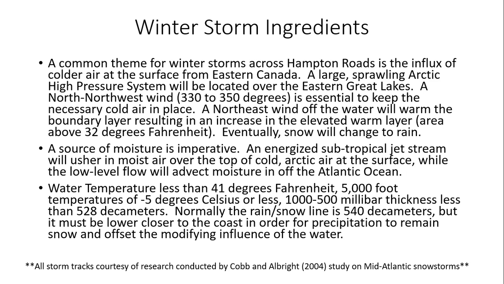Additionally, you want to source some moisture. You've got to have that source of moisture to provide the amount of liquid in the atmosphere which freezes. An energized subtropical jet stream is going to help advect or usher in moist air over the top of colder Arctic air at the surface, while a low-level wind flow will advect moisture in off the Atlantic Ocean. So you're getting upper-level moisture in the form of the subtropical jet from the southwest, bringing that moisture in. And then you're also getting a lot of moisture in from off the Atlantic Ocean.